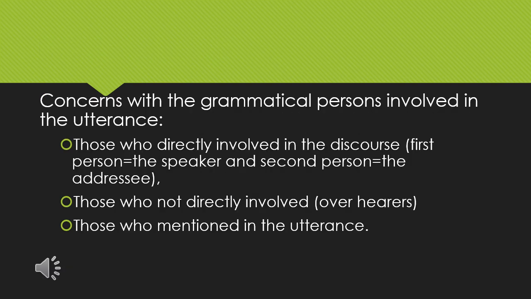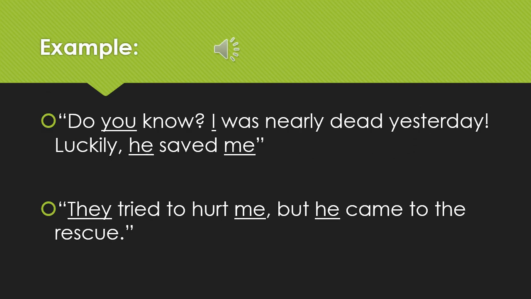And these are the participant roles of reference: the one involved directly, the one that is not involved but overhears, or the one mentioned in the utterance or the reference, which is neither speaker nor the addressee. And this is an example of person deixis.